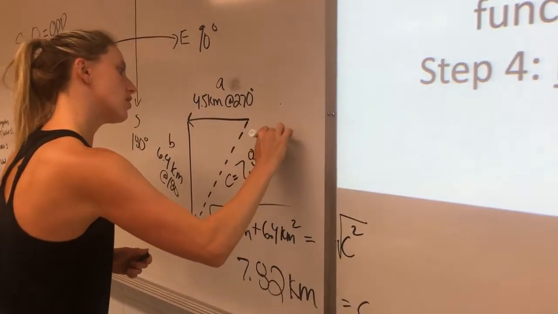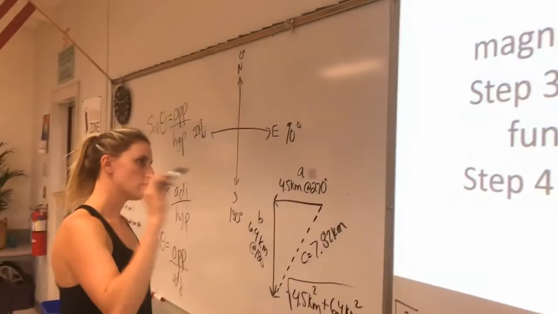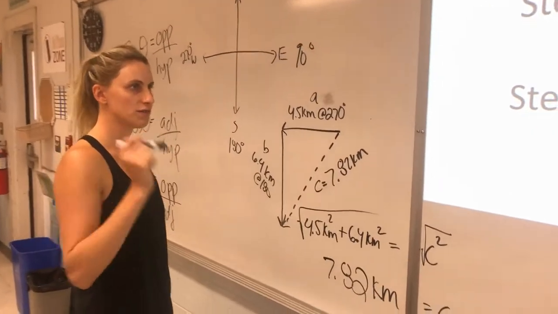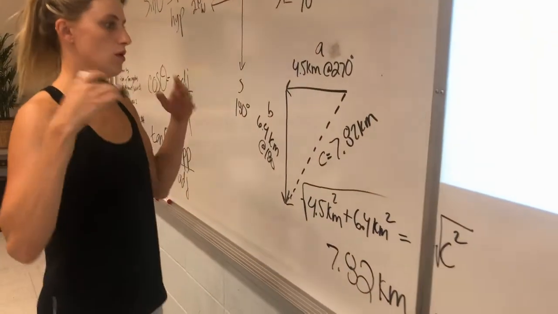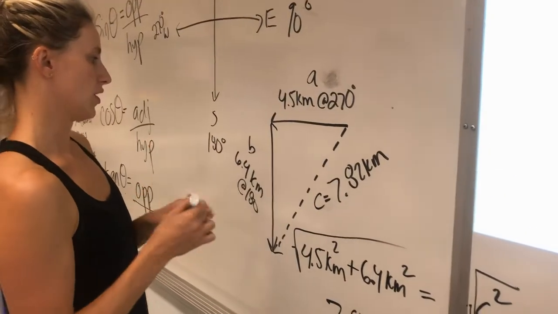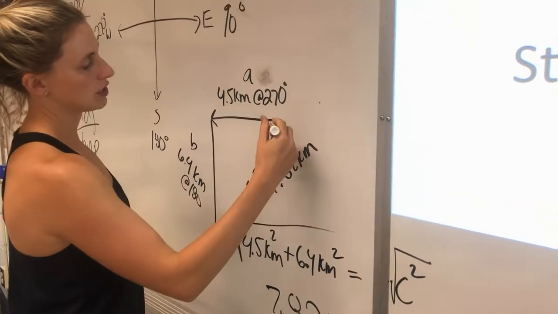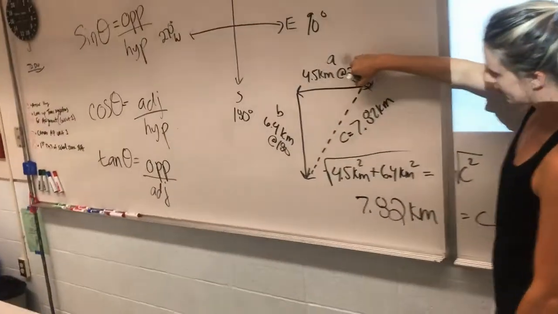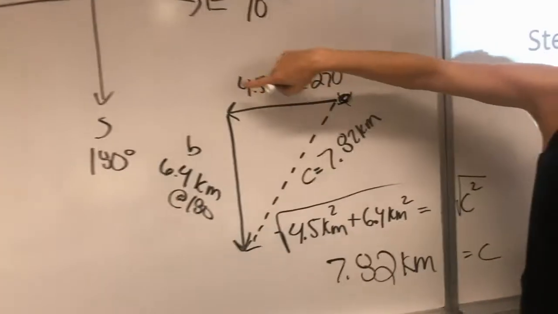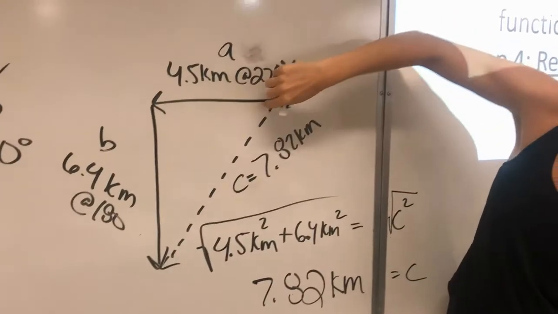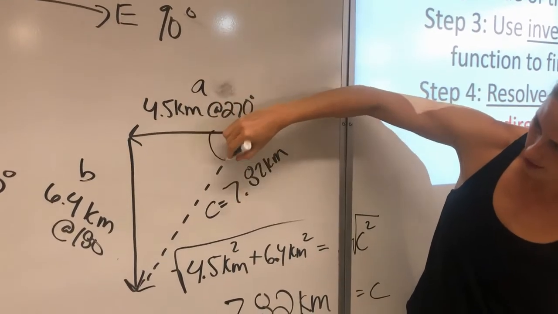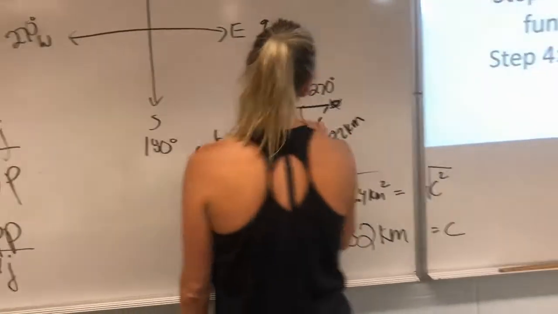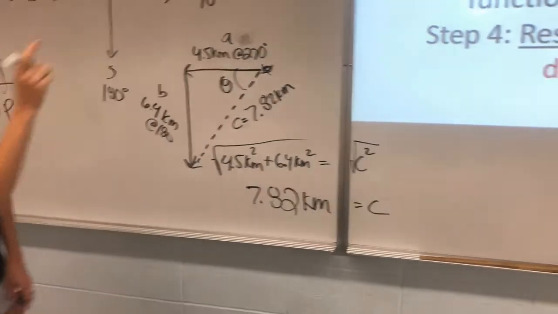7.82 kilometers. Step 3, we're going to use the inverse tangent to find the angle. What angle do we use, Ms. Moore? Well, we're always going to think about where we're starting. So if we're standing right here, we're starting right here, okay? We're walking this way, we're adding the vectors together. We want to use this angle right here, okay? So here's my angle right there, and I want to use inverse tangent.